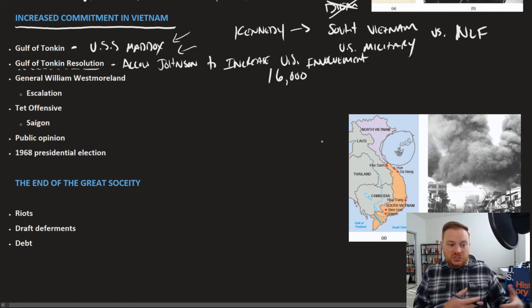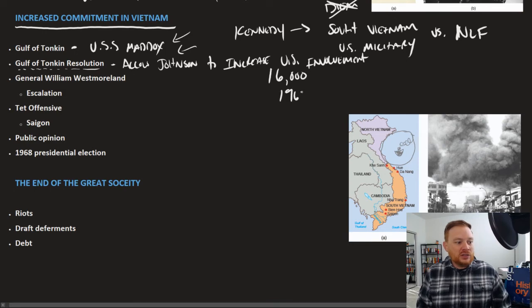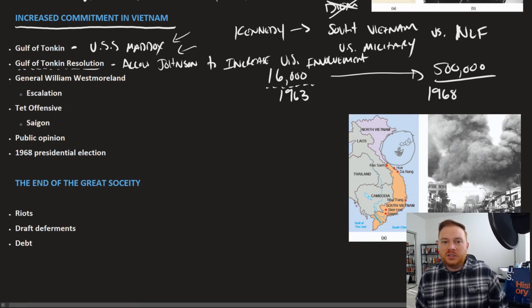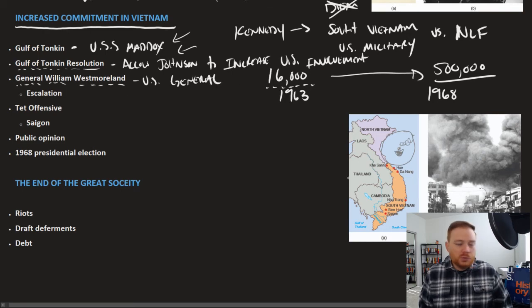The Gulf of Tonkin resolution said President Johnson can take all necessary measures. And so in 1963, American troops numbered 16,000 when President Kennedy was killed. By the time you get to 1968, the United States has roughly 500,000 troops in Vietnam. So significant escalation occurring under President Johnson. General William Westmoreland continued to increase escalation year after year until you got to this roughly 500,000 part in 1968.